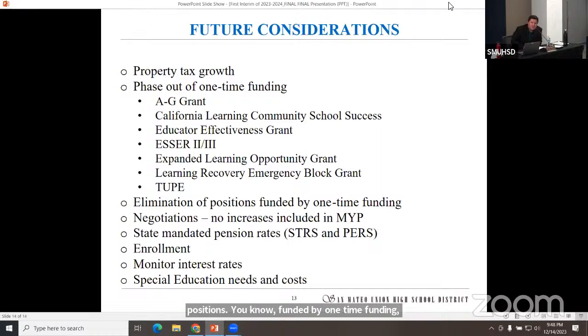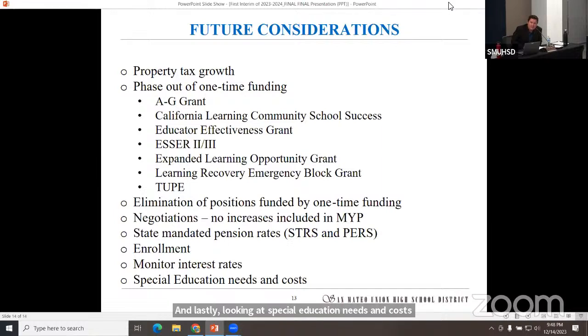Negotiations, I should have noted in our multi-year projections that as the board has not approved them yet, we have not included any increases to our salary schedules that will be made in negotiations. So none of those increases were included in the MYPs that were looked at. We look at the continued pressure of state mandated pension rates, monitoring enrollment, and seeing if we're going to be flat or continuing our slow decline in terms of enrollment that our partner districts are seeing. We'll continue to monitor the interest rates and those impacts on property tax growth. And lastly, looking at special education needs and costs.